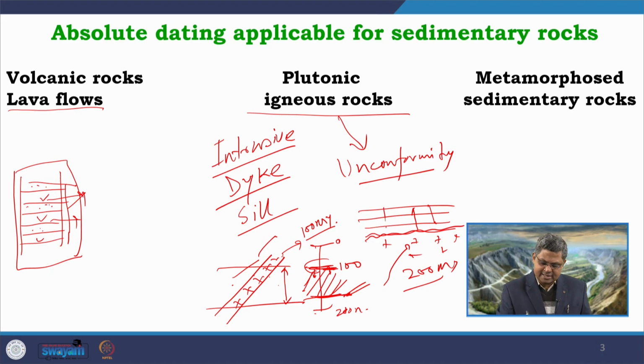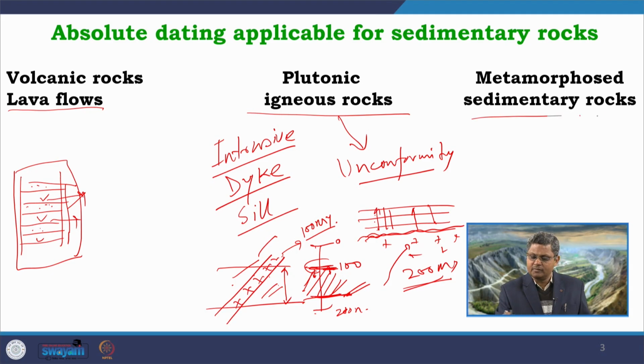So, definitely in this succession we cannot determine the age of individual sediment layers, but what we can understand is that this sedimentation event has occurred after 200 million years, or this sedimentation event has occurred before 100 million year time.